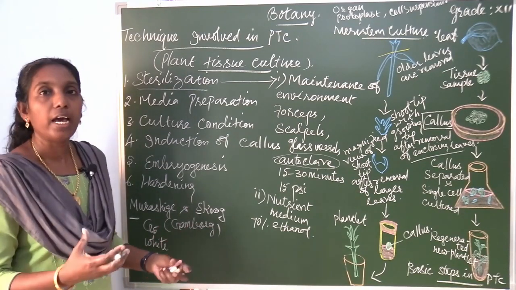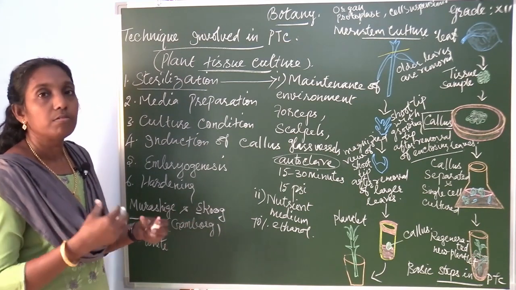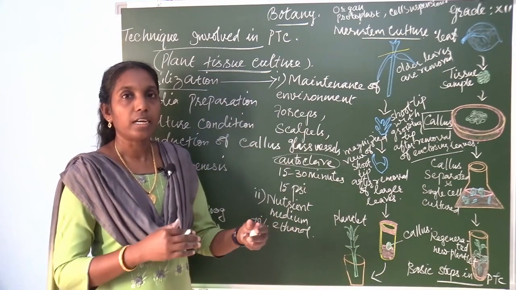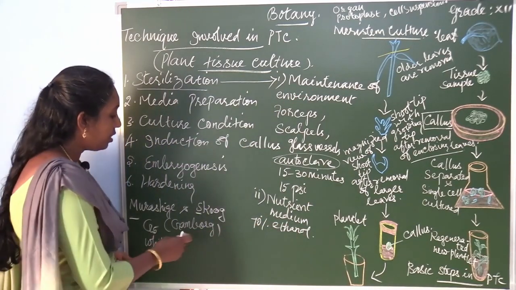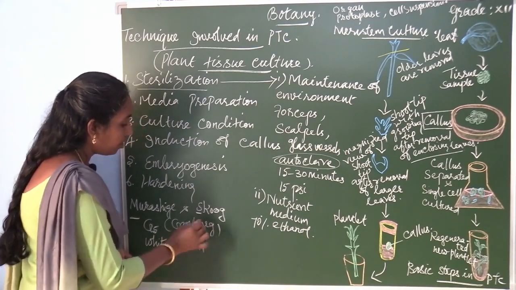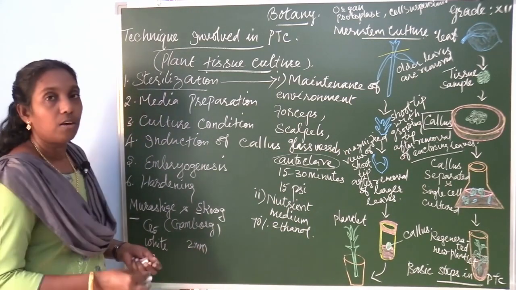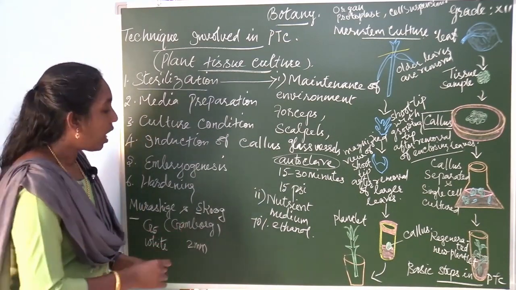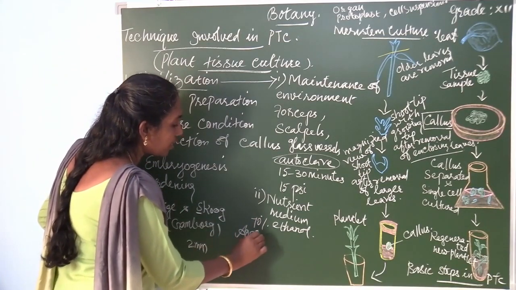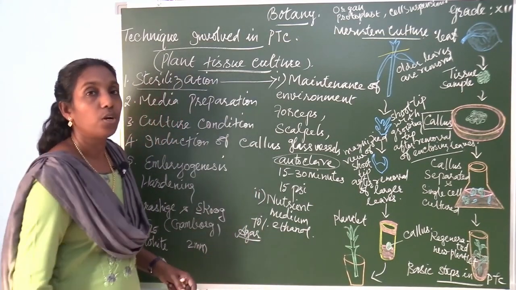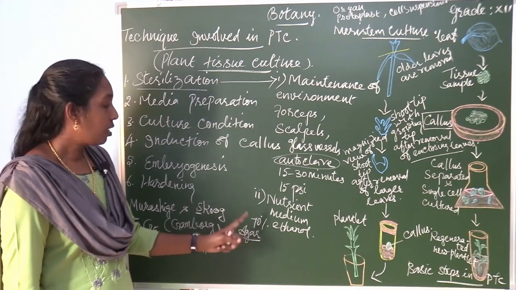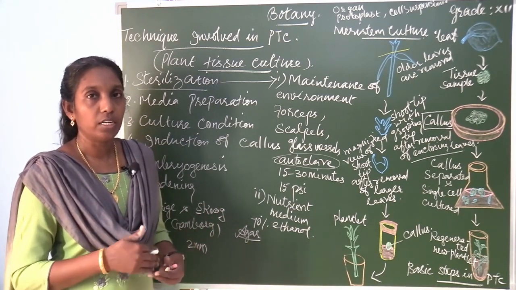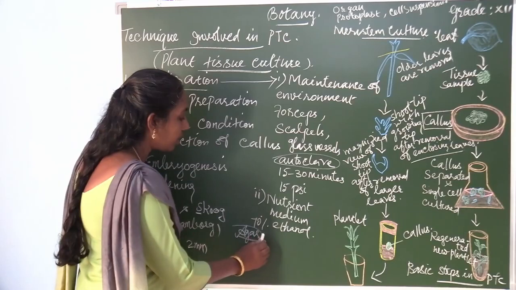MS medium can be supplemented with vitamins or hormones or plant extract. The plant extract can be passed through a filter, filtered, and added to the nutrient medium with agar. Agar is a solidifying substance. So the medium can be made solid, semi-solid or liquid. It can be solidified with agar.